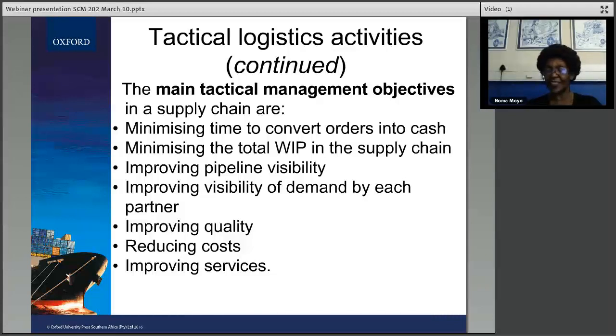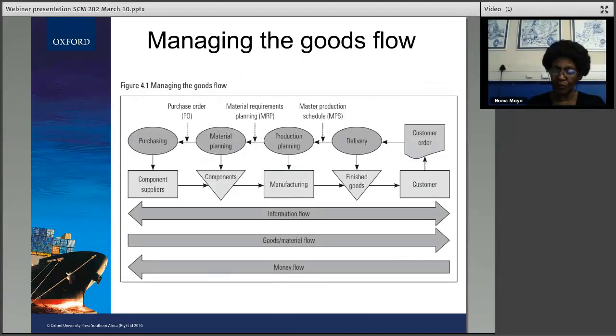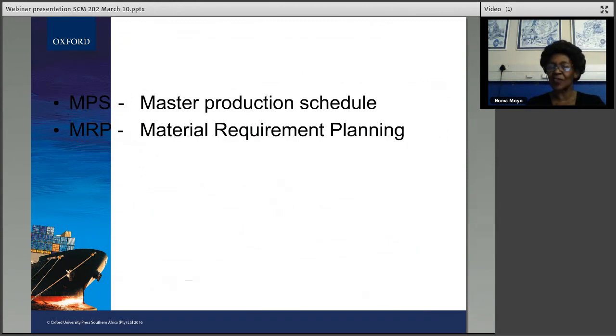are minimizing time to convert orders into cash, minimizing the total work in progress in the supply chain, improving pipeline visibility, improving visibility of demand by each partner, improving quality, reducing costs, and improving services.